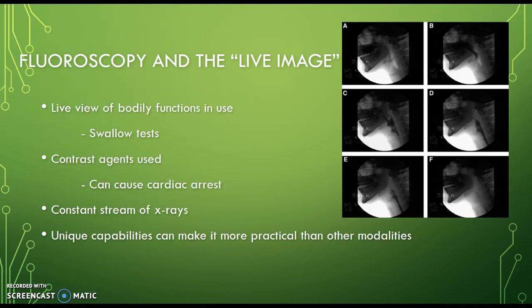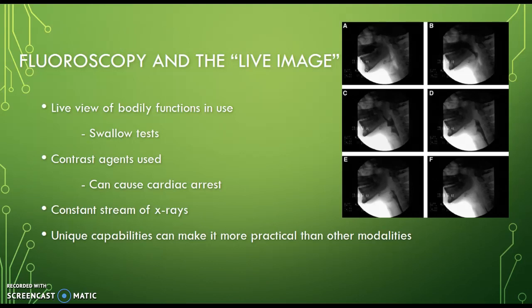Fluoroscopy and the live image. So fluoroscopy is a type of medical imaging that uses radiation to look into the human body. So in that aspect, it's very similar to what we've been learning about X-rays. Fluoroscopy produces a live image for viewing, and it's mostly of organ system functions or bodily functions while they are in use, which is very important.